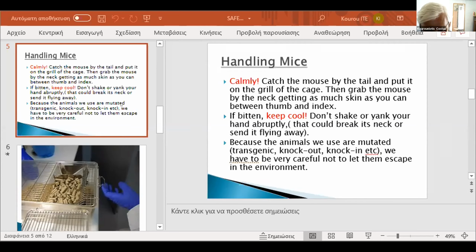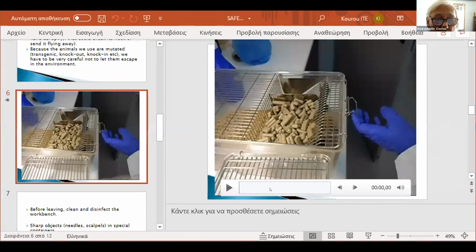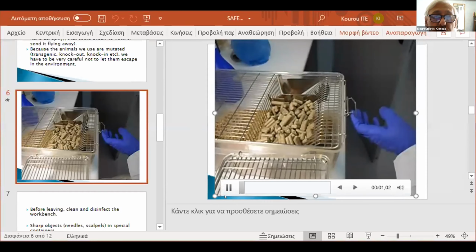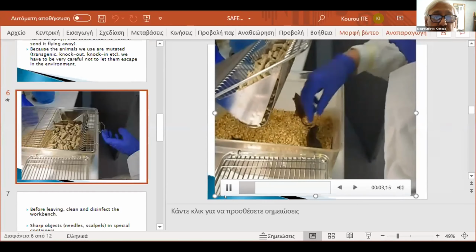Now, I try to, if it works, show you how you catch and restrain a mouse. Just a short video.